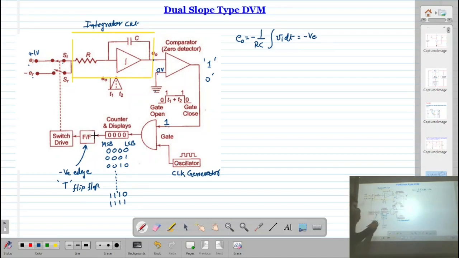Now this is a T flip flop. So in a T flip flop, what will happen? The output is going to change whenever the negative edge will come. And in a T flip flop, both the inputs J and K are connected to high, so the output is going to alternate 0 1 0 1 whenever the negative edge is coming, and correspondingly your switch goes on and off.